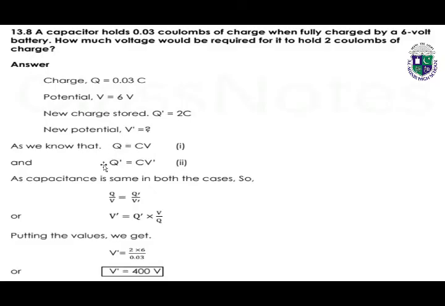So here we have the formula to find the new potential. Q is equal to CV. So the capacitance is the same in both cases. So Q over V is equal to Q' over V'. To find V', we take it on the left hand side and other values on the other side. By putting the values, we get the new potential, which is 400 volts.